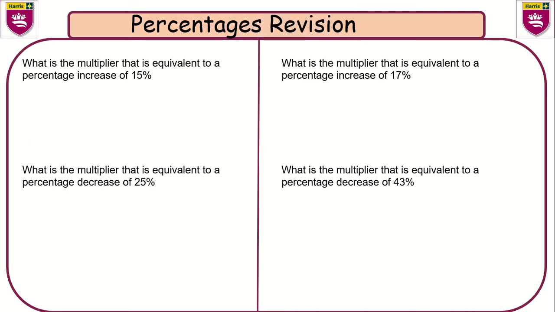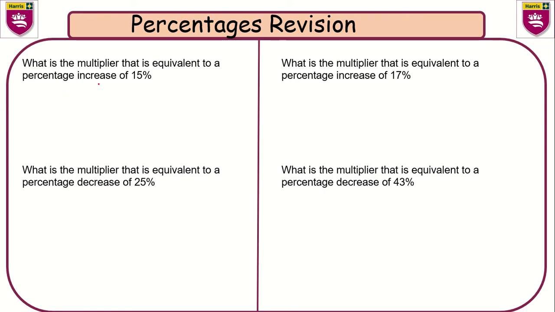Right, so is an increase and decrease. It's got something to do with multipliers, so we need to think about it as when there is an increase, then we're going to add it on to 100%. When there's a decrease, we're taking it away from the 100%. So what is a multiplier? That is equivalent to the percentage increase of 15%.